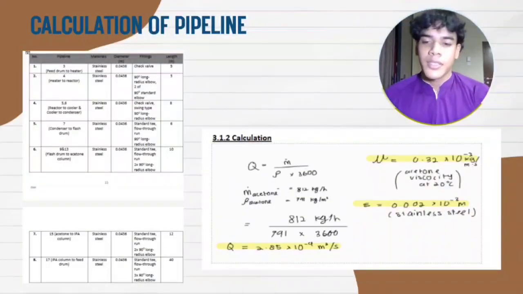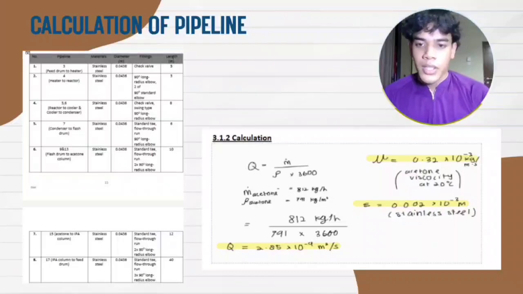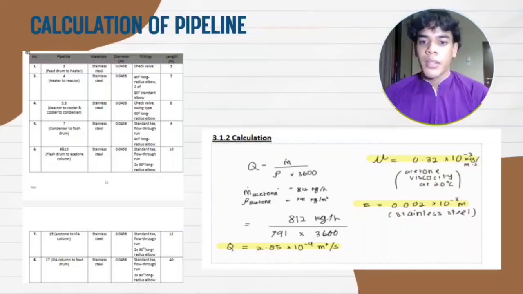So hi, my name is Demet Rocky. On this page on the left side, we have our pipelines, materials, diameters, lengths, and fittings. So we use stainless steel as our material as it doesn't react with chemical reaction and is suitable for our custom production. For diameters, fittings, and length, we got them from our references from Google.